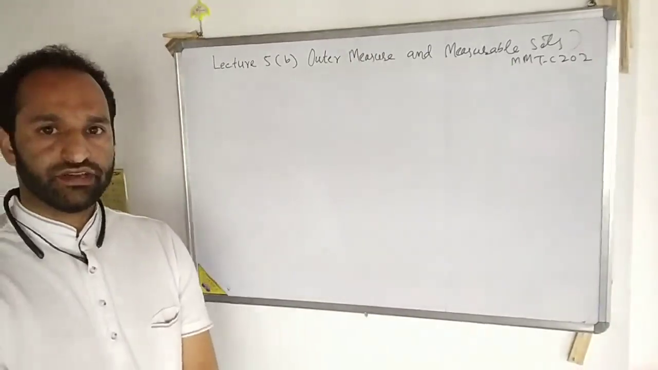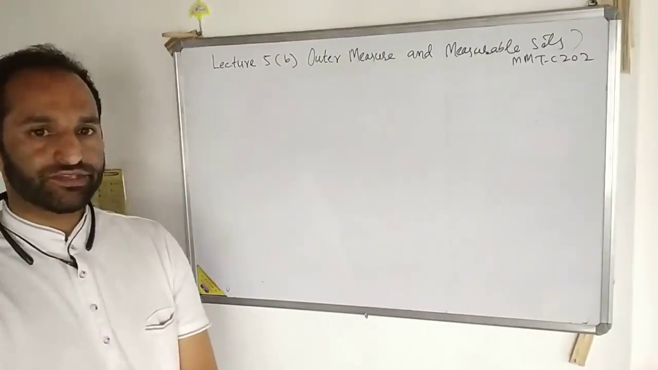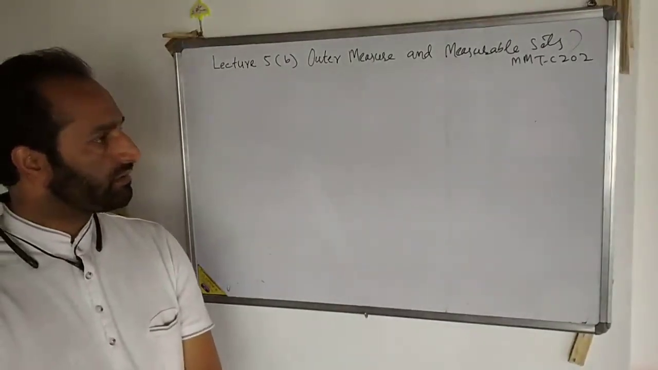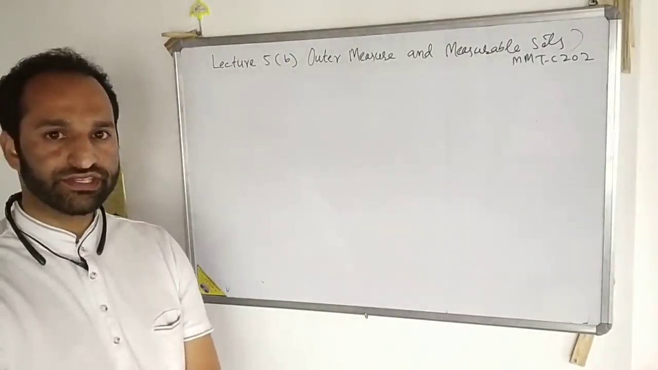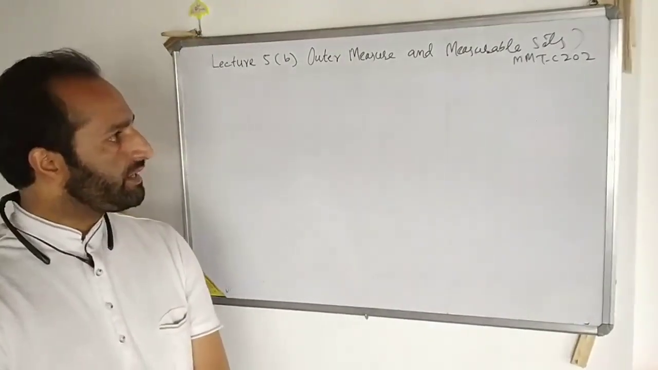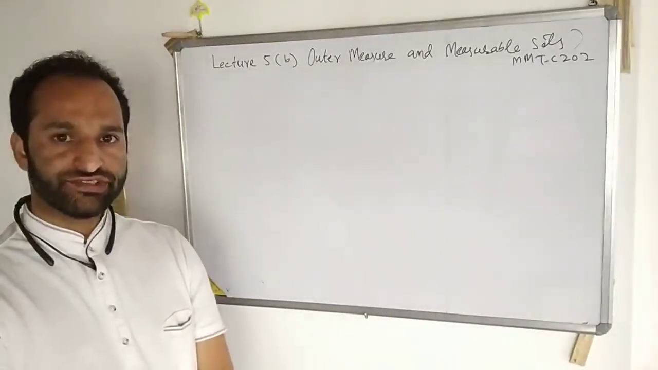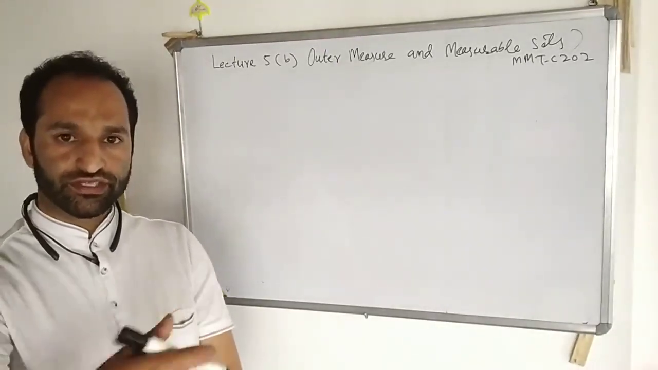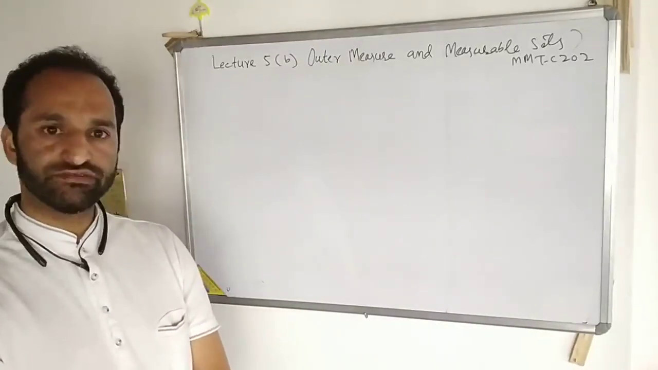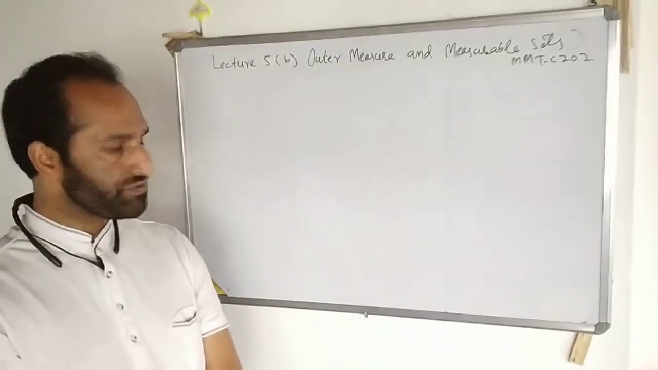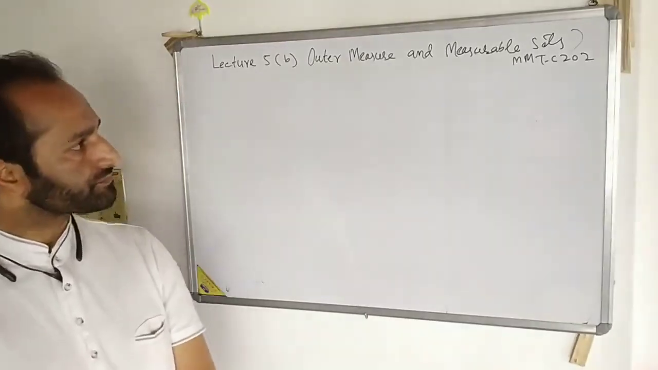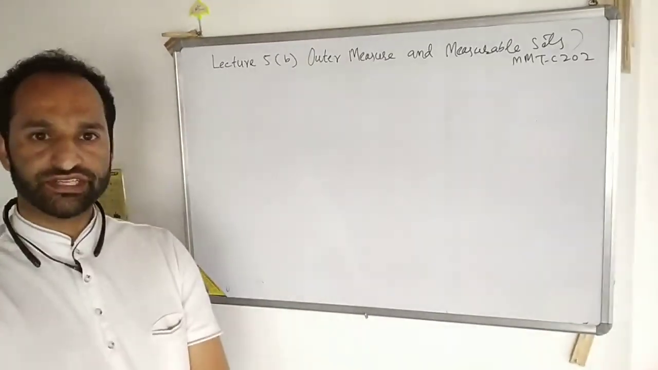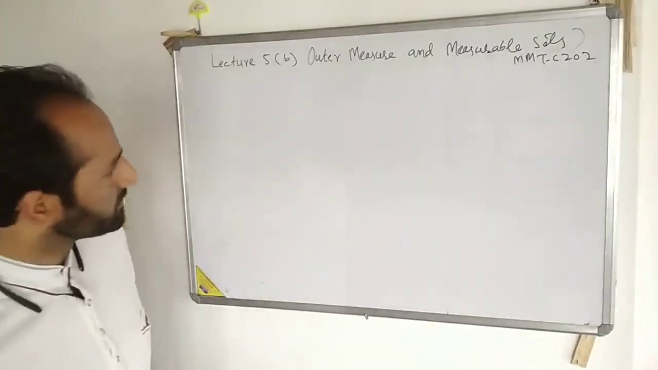In this lecture, we are going through the remarkable properties of measurable sets. First, we will show that the class of measurable sets is a sigma algebra, and then we will show that if we restrict the outer measure function to the class of measurable sets, it will be a measure on that class. So first of all, we will show that the class of measurable sets is a sigma algebra.